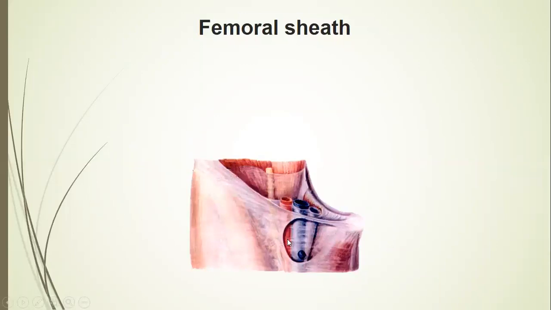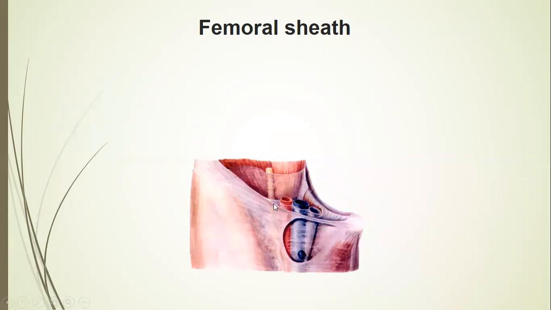The lateral compartment is occupied by the femoral artery. So this one is the femoral artery. The intermediate compartment is occupied by the femoral vein. So this one is the intermediate compartment, and this one is the most medial compartment. This one is the lateral compartment, occupied by the femoral artery. The intermediate compartment is occupied by the femoral vein, and the medial compartment is occupied by the efferent lymph vessels. And this one is called the femoral canal.